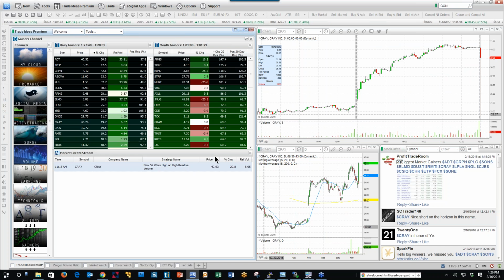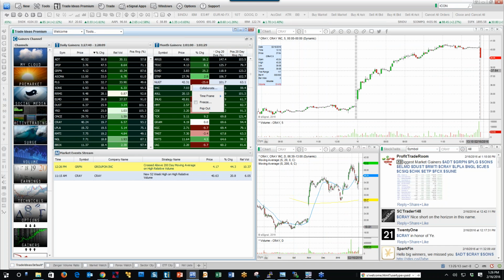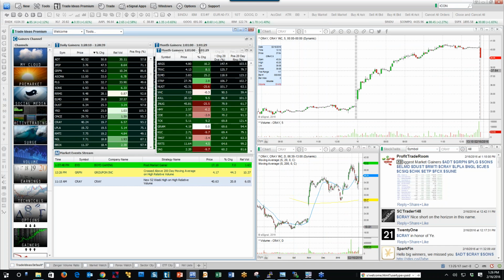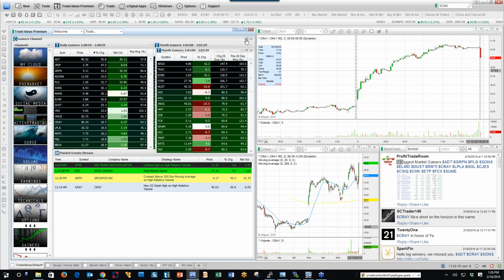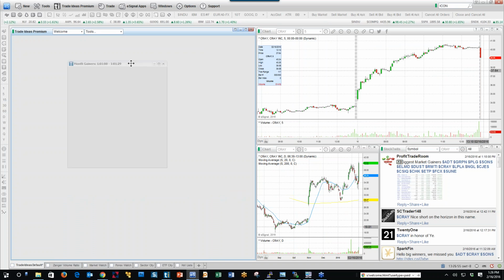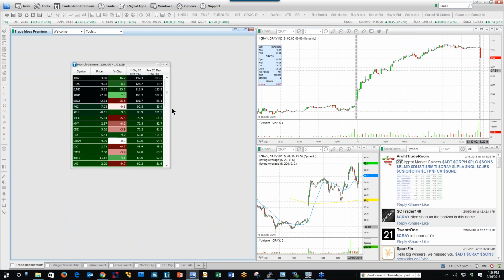So these are the channels, and the channels are great because if you wanted to, for instance, take this monthly gainers window, I'm going to go ahead and right-click and pop it out. This just kind of shows you some of the flexibility. Also, let me go ahead and close the channel window right now. I popped out that other window. So now I have this window that says monthly gainers.